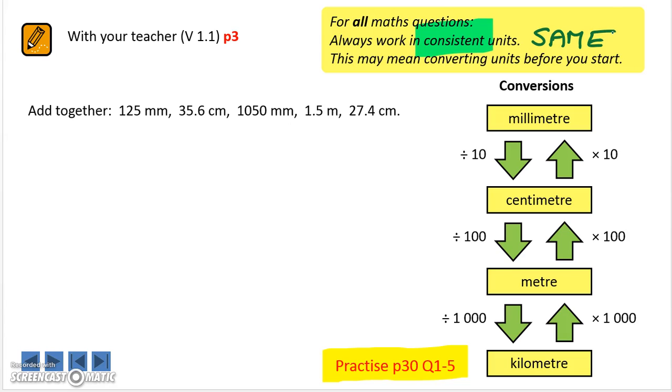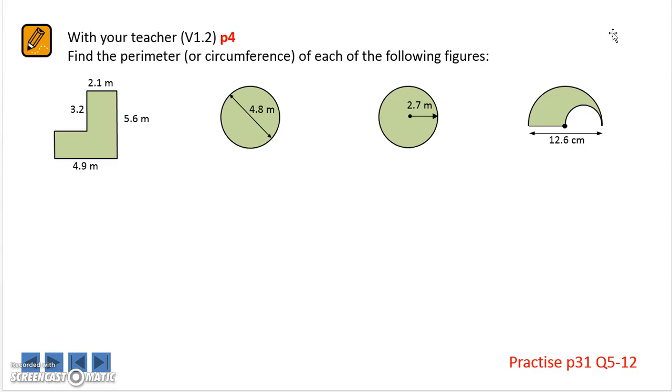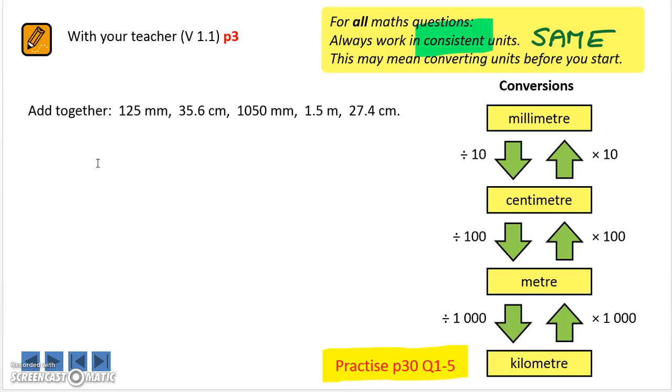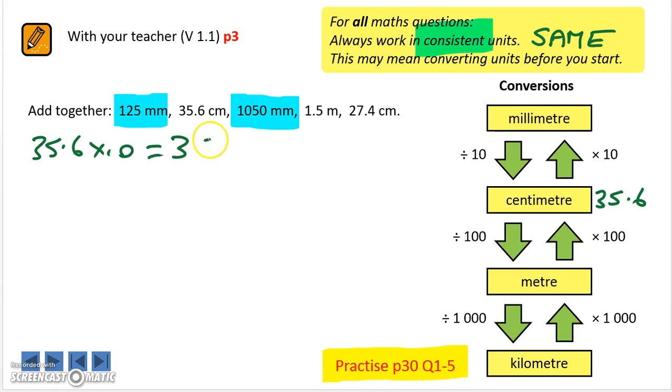So later on, we're going to be doing some problems. And it's really important that you see that all the units are the same before you begin. And if they're not, you need to change them. So what we're going to do with this one is we're going to make all the units into millimetres. Okay, so we can see here that this is in millimetres, so we don't need to change those, but the other ones we do. So I'm going to turn 35.6 centimetres into millimetres, so I need to times that by 10. So that means 356 millimetres.